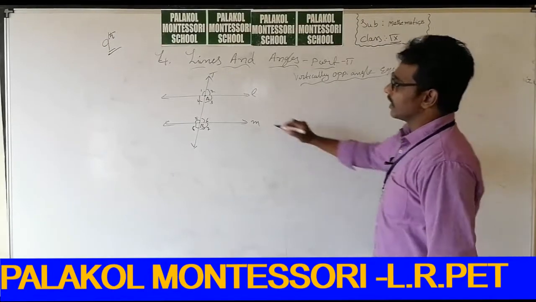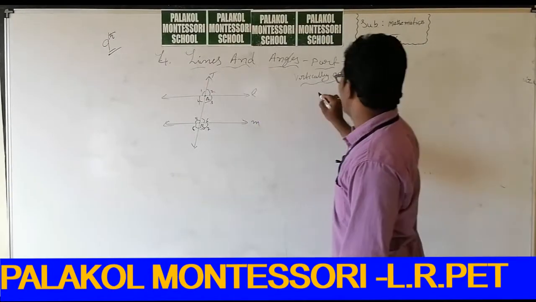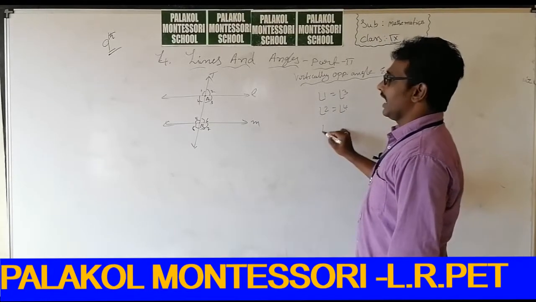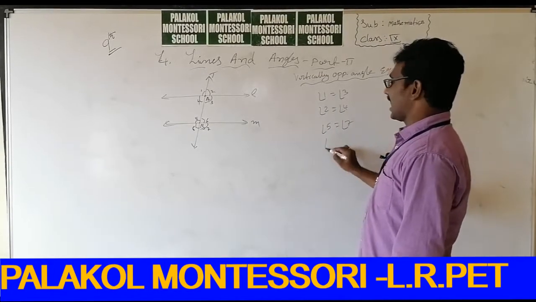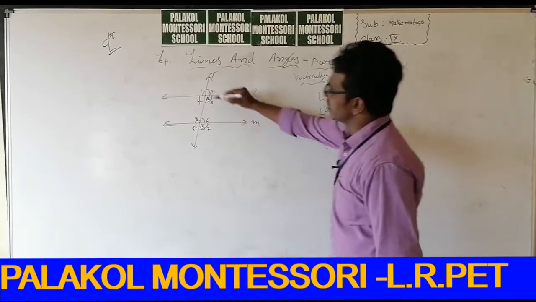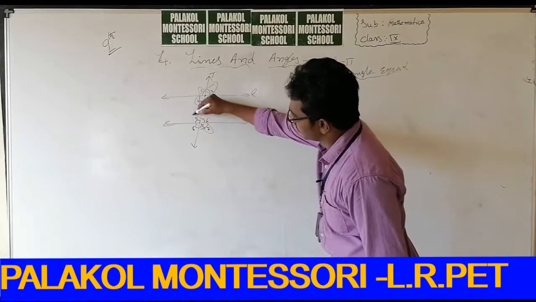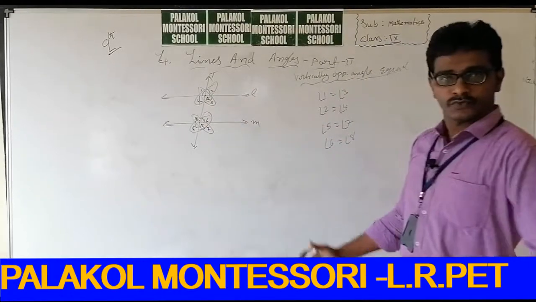Equal. So what are the vertical angles in this position? Angle 1 is equal to angle 3, angle 2 is equal to angle 4, angle 5 is equal to angle 7, angle 6 is equal to angle 8. This is finished. These are opposite vertically.